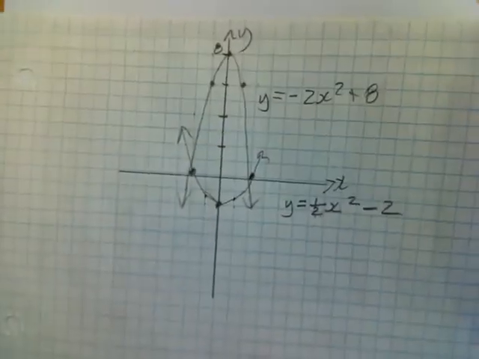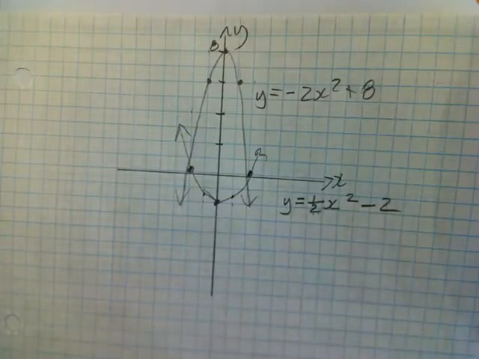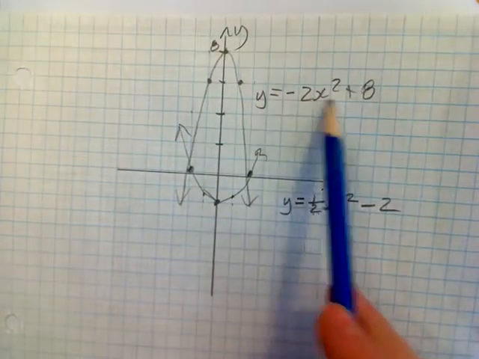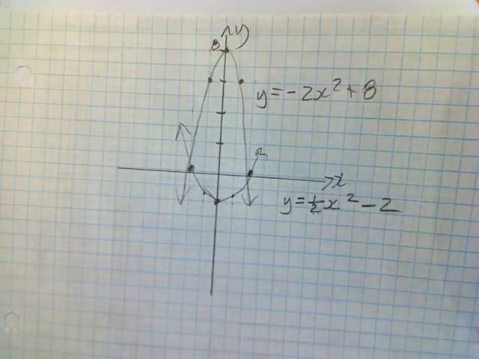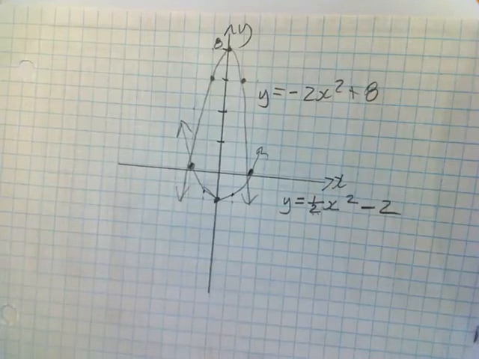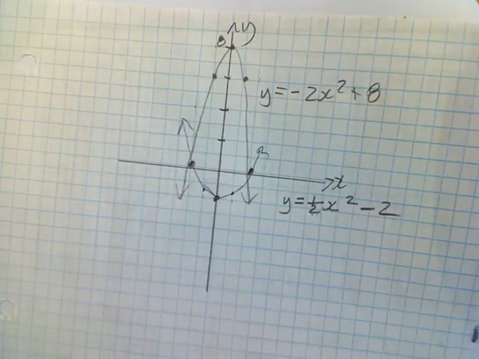So again, if you can decode what these things mean, the negatives, the numbers, and so on, you can just go to the vertex, the highest or lowest point, and then do your over and ups or over and downs, and you're done. Pretty neat, huh?